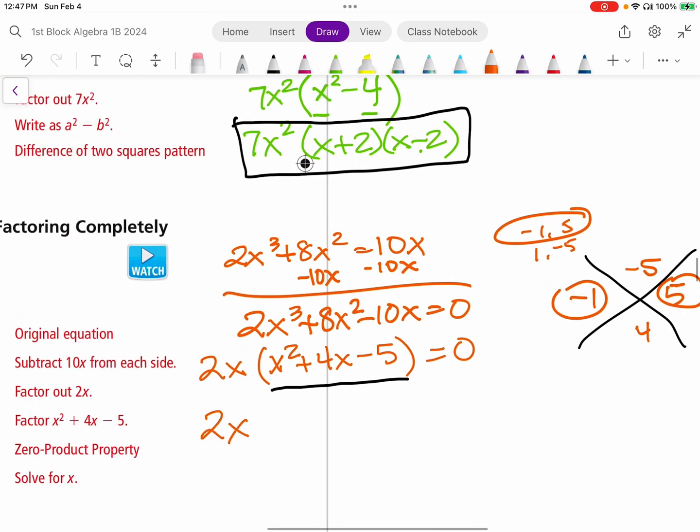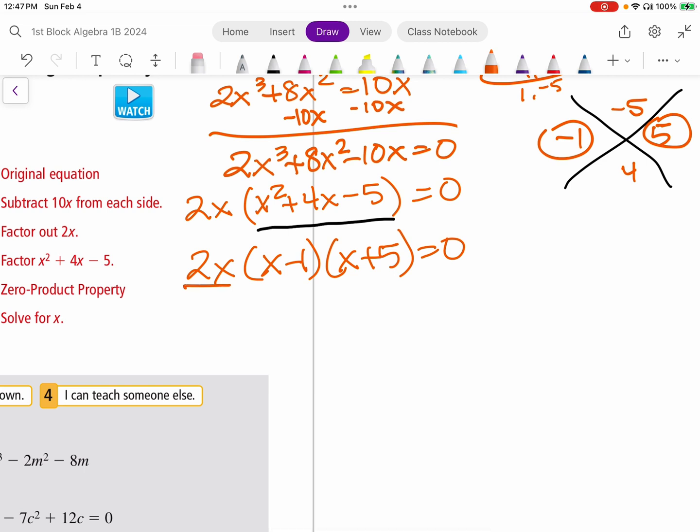We keep our 2x, x minus 1, x plus 5 equals 0. Remember, we're solving. So make sure we have factored completely. X minus 1 cannot be factored. X plus 5 cannot be factored. So we're good there. Now we're going to set every one of these equal to 0. 2x equals 0. X minus 1 equals 0. X plus 5 equals 0. Now we solve. Divide by 2. X still equals 0.